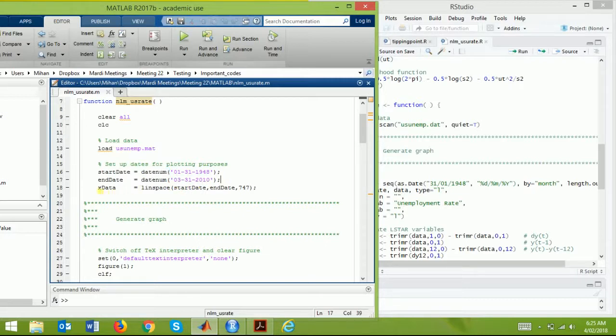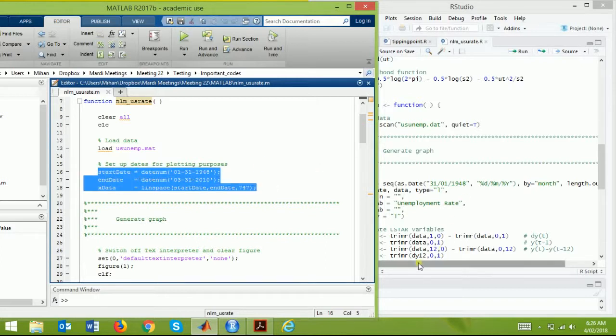And x data is linspace. We know linear spacing, where you give an interval and the system automatically generates a vector with a start date and an end date. That it has done. A very simple function. Let's see how R does it.